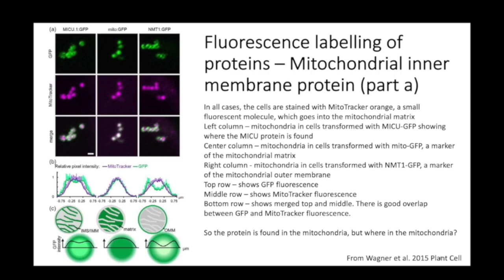Fluorescence labeling of proteins, mitochondrial inner membrane protein, part A. In all cases, the cells are stained with MitoTracker Orange. That's a small fluorescent molecule that goes into the mitochondrial matrix. So this is not a protein. So the cells are stained with MitoTracker Orange, which stains the matrix. On the left column, we have mitochondria transformed with MICU-GFP, showing where the MICU protein is found.